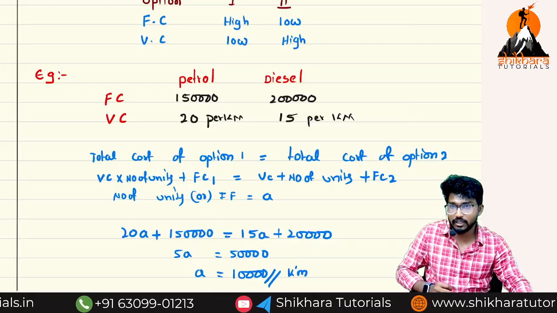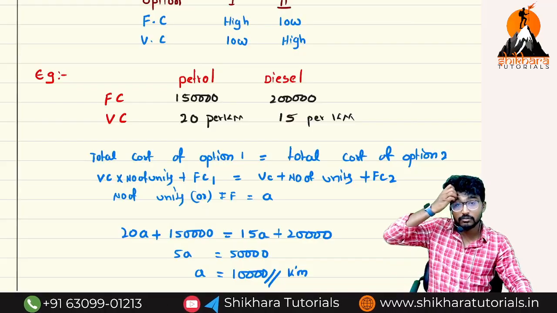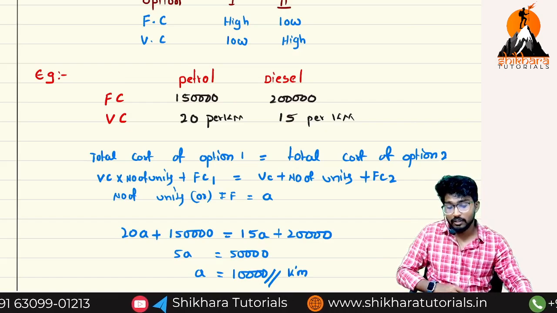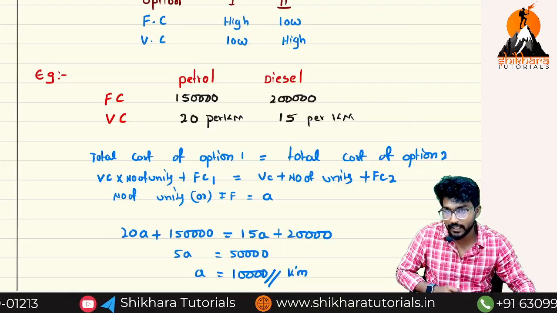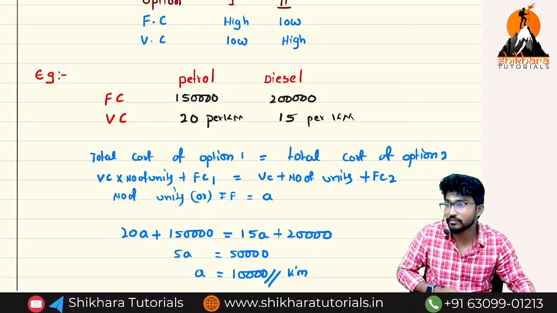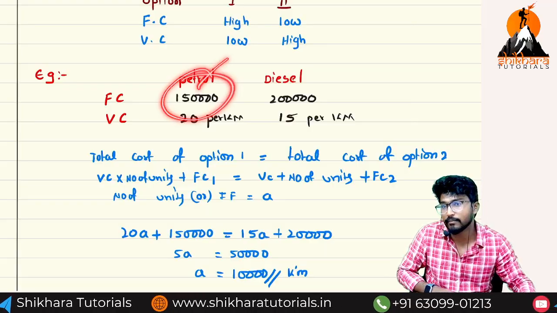2 lakhs is the fixed cost, plus 15 into 9,000, which is 1,35,000, plus 2 lakhs. In option 1, the petrol car, our total cost is 3,30,000. In the diesel car, it is 3,35,000. Which is best? Petrol car, that is the car with low fixed cost.